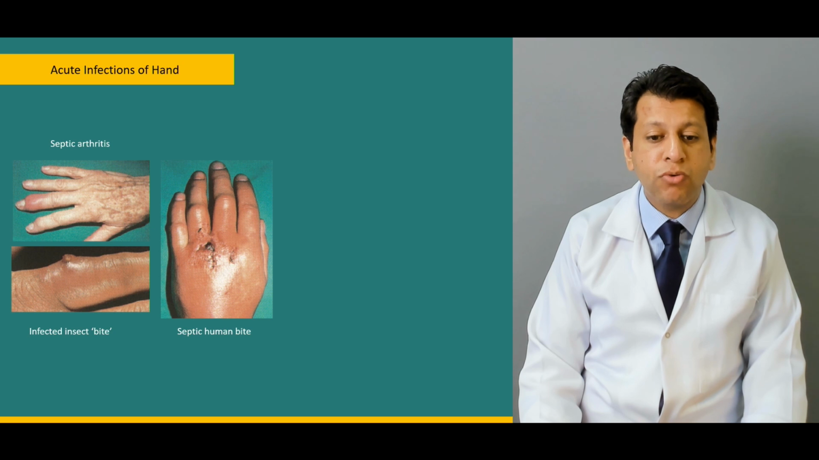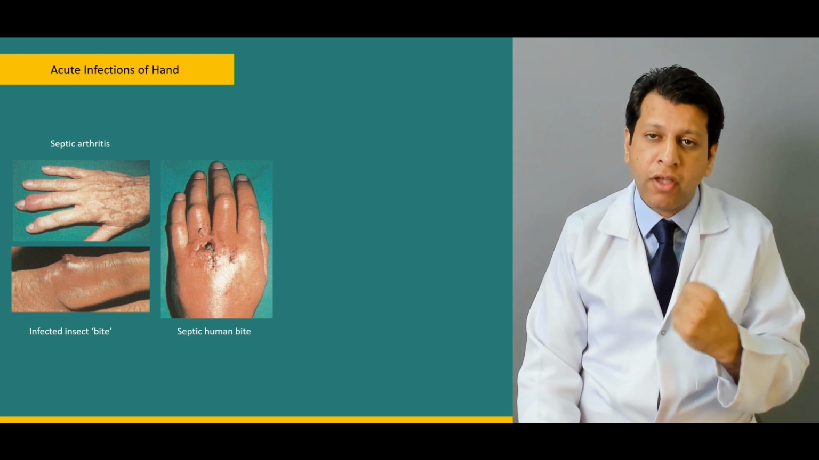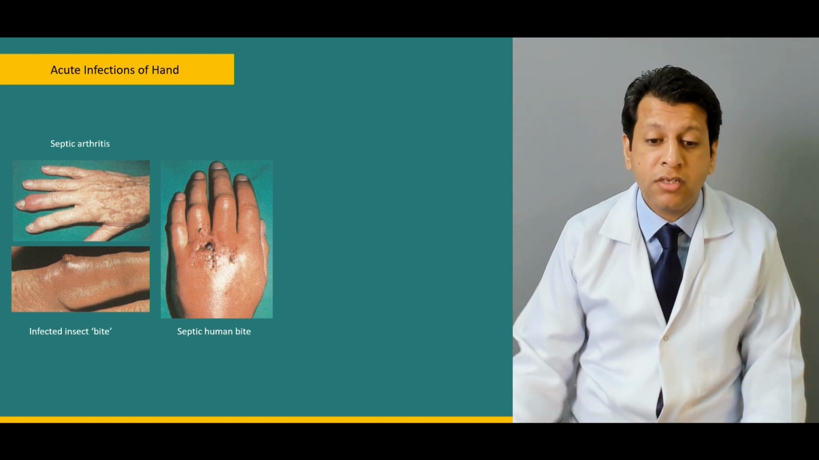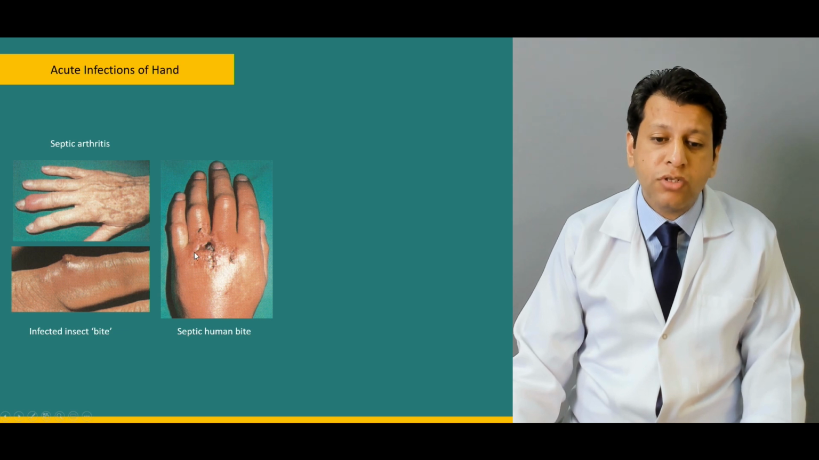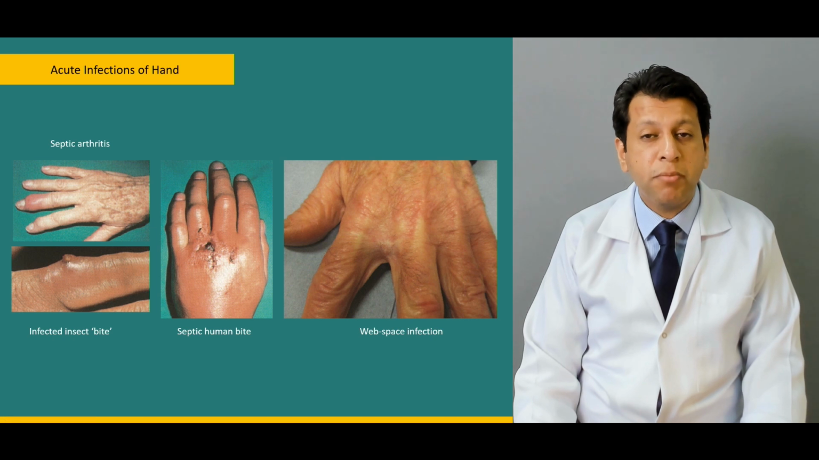Or this may be associated especially with a fight bite, where somebody has punched somebody in the face and then that person bites. It is usually associated with increased infection, and mainly involves the dorsal side of the metacarpophalangeal joints. Or this may be associated with web space infection.